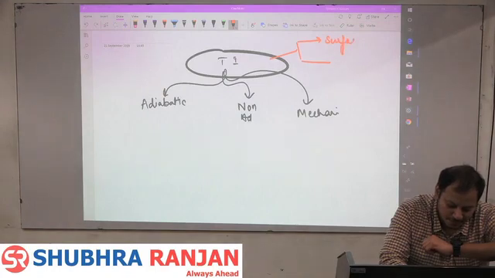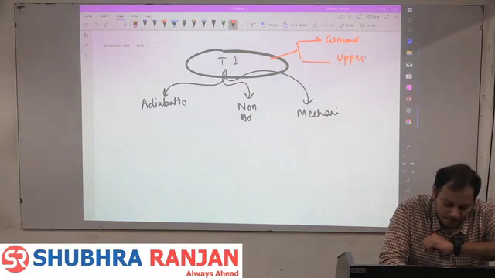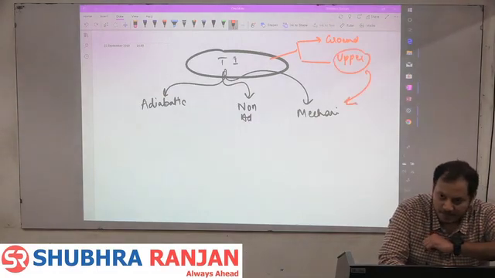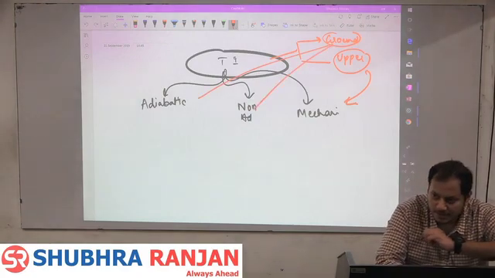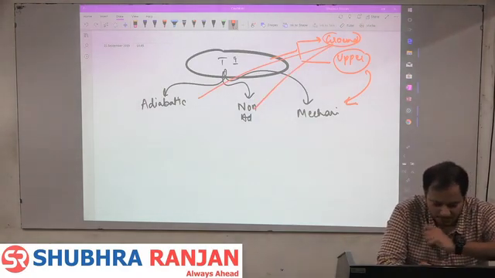Surface. No, don't write surface, because surface inversion is one kind of an adiabatic inversion. Ground inversion and upper air inversion. Upper air inversion is generally mechanical, ground inversion can be either adiabatic or non-adiabatic. You can write the answer this way also.